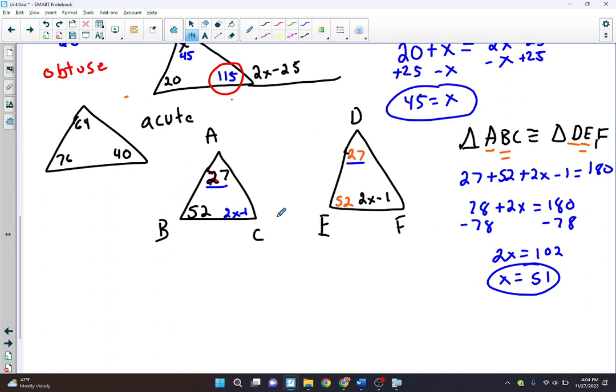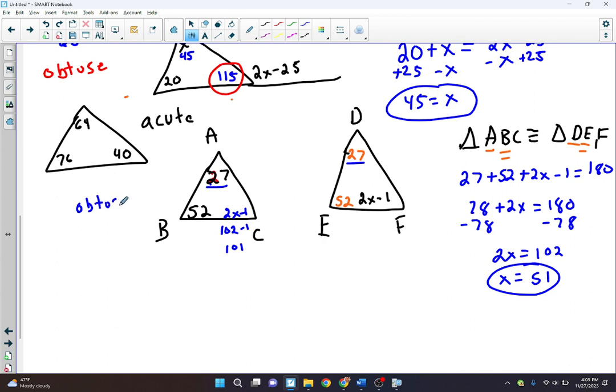Let me do my setup for what I think you need to know for the test. 51 plus 79 equals 180, or 130. What's 78 minus... So this is 51, so X equals 51. 102? If I plug it back in, 51, 52 divided by 2... 51, so 102. 102 minus 1 is 101. This happens to also be obtuse.